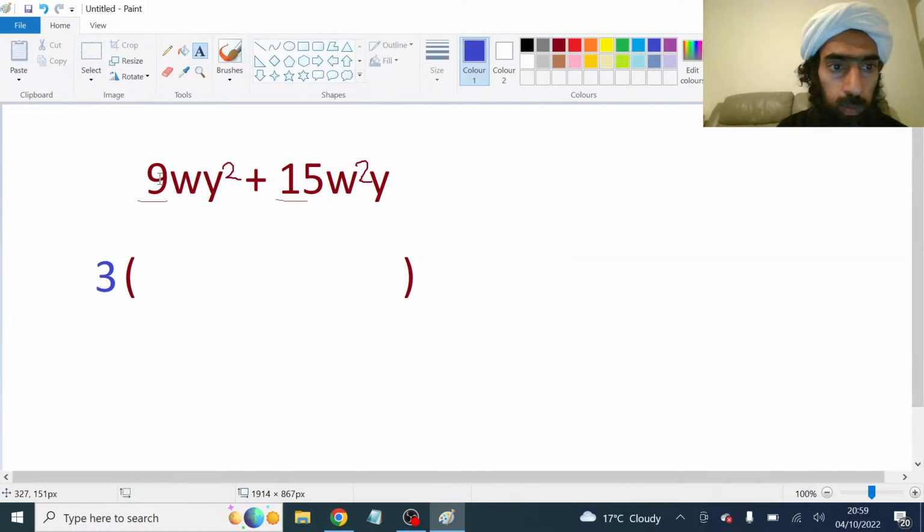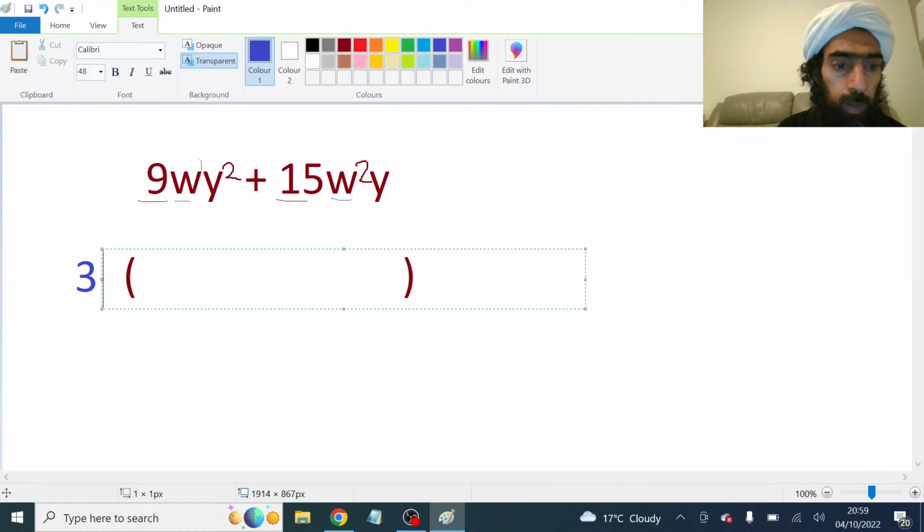Now coming on to the letters, just make yourself a bit of space because there might be a couple of letters. Look for what's in common. We have w in the first term and a w in the second term. This one's w squared, but this one's only a power of 1. So you go for the lowest power that is in common, that's w to the power of 1. We can just write w.